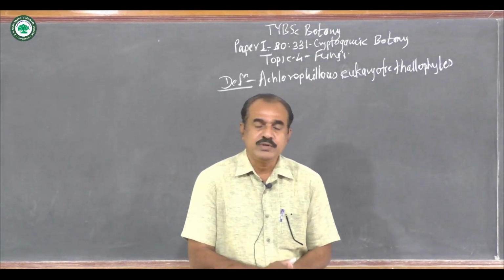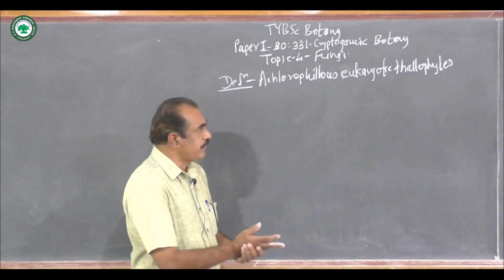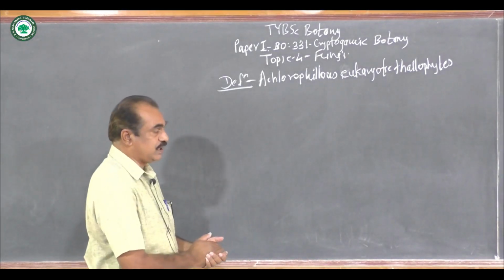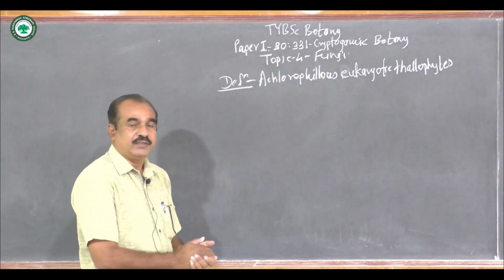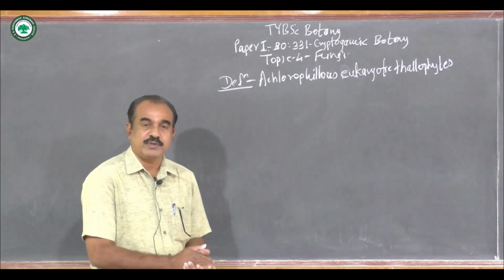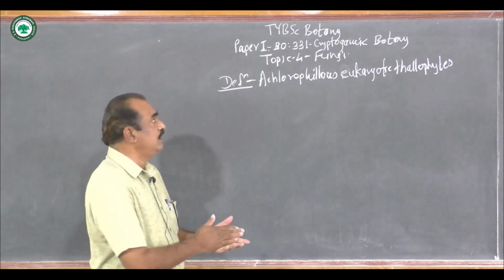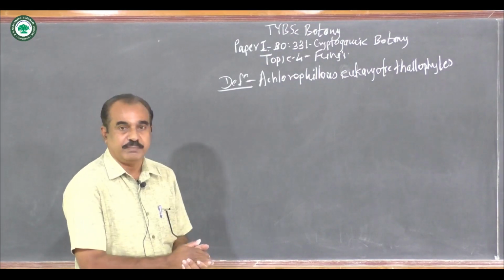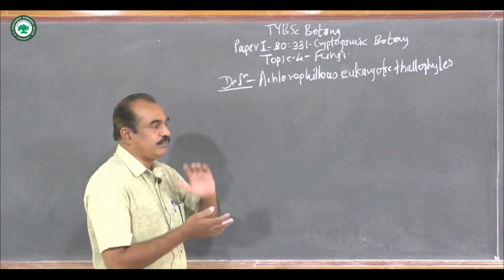So today we are going to study the T.Y.B.Sc Botany, paper first, BO 331, that is the cryptogamic botany. And from the cryptogamic botany, the topic number 4, that is the fungi. So first, the definition of the fungi.